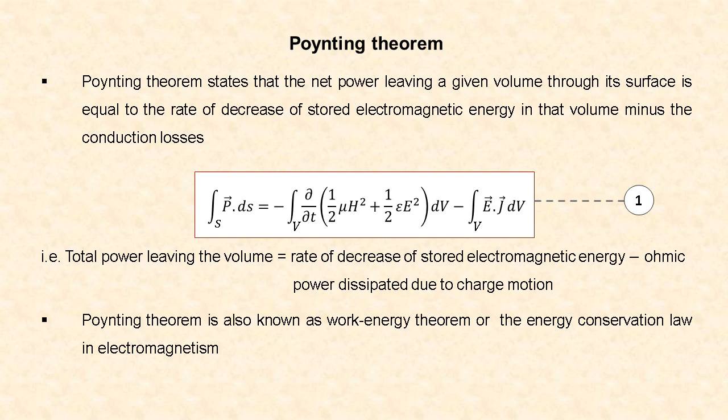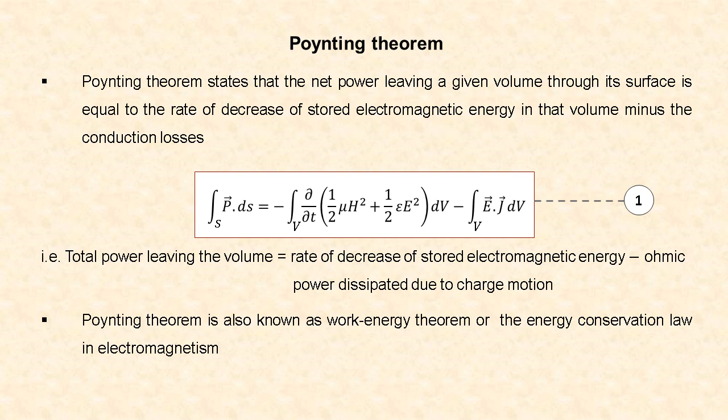Here P vector is the Poynting vector and μ is the permeability of the medium, H is the magnetic field intensity, ε is the permittivity of the medium, E is the electric field intensity and J is the current density.